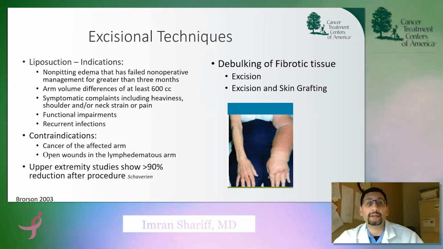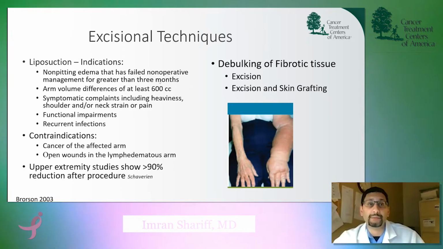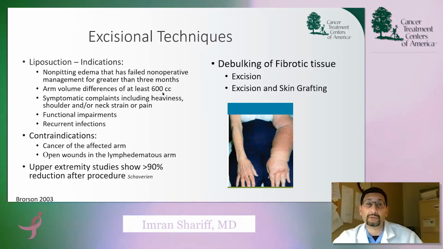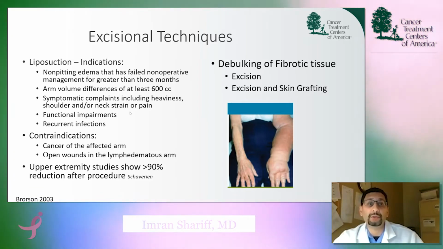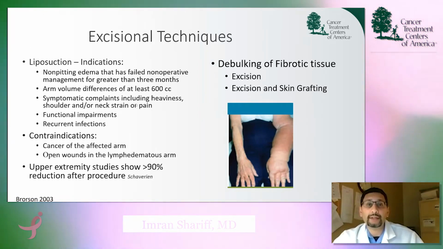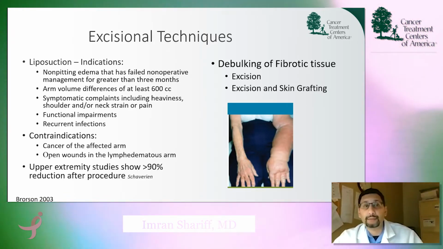Basically, these are non-pitting edema patients that have failed non-operative management with CDT therapy or manual therapy for greater than 3 months, and these are your patients that have been compliant. There may be an arm volume difference between the affected extremity and the normal extremity of about 600 milliliters. Symptomatic complaints include heaviness of the shoulder and or neck strain or pain. And you'll often note that patients with this extreme shoulder heaviness find it difficult to use their extremity, it often affects their posture, and you might see them leaning to one side.